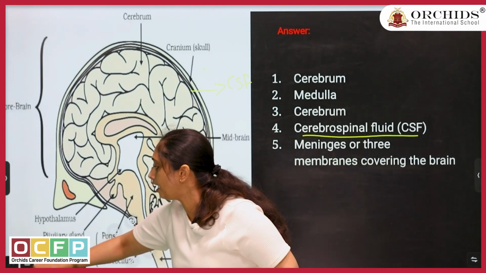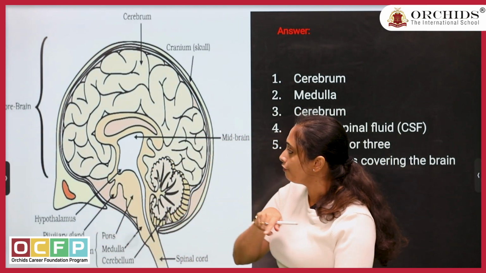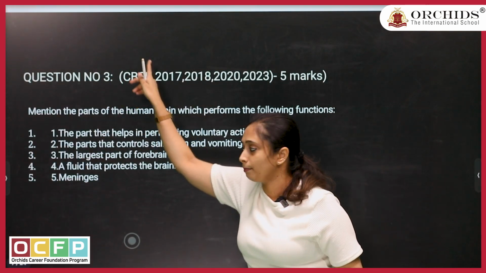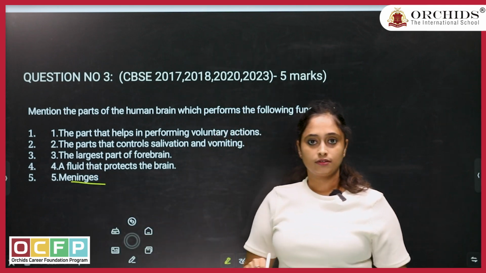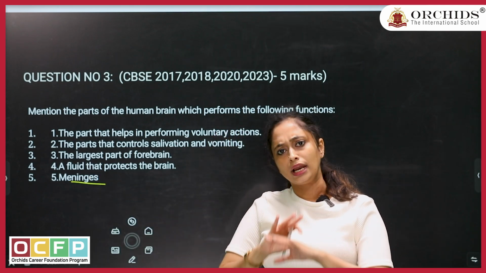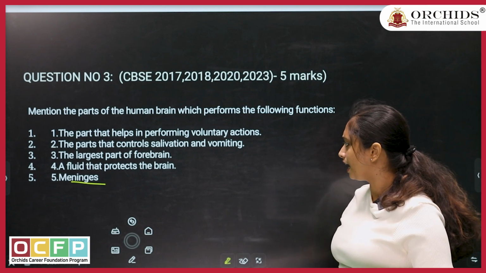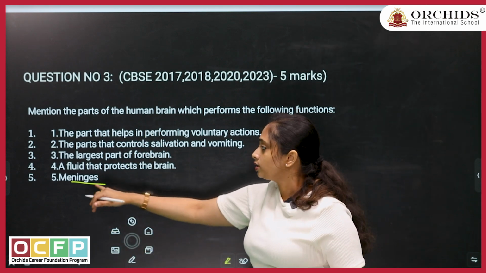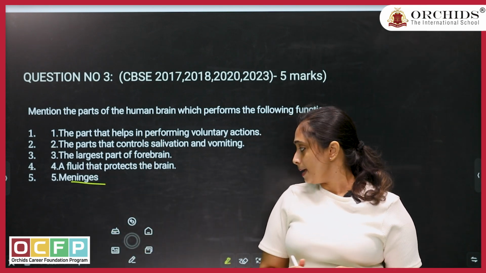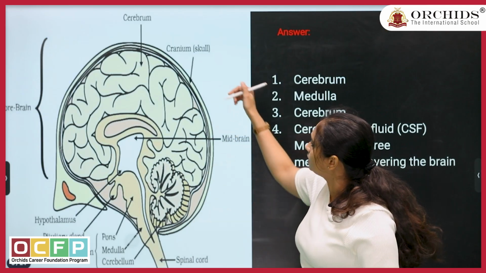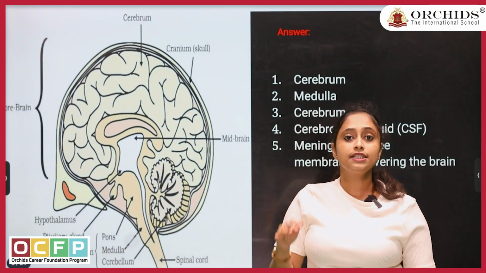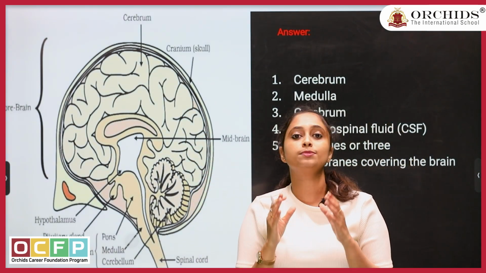And the last question, the 5th question of question number 3, is: meninges. So what is meninges? You don't need to elaborate too much. You need to directly write the answer for all these questions. So what does meninges mean? Meninges is a 3-layered membrane which is protecting the brain.